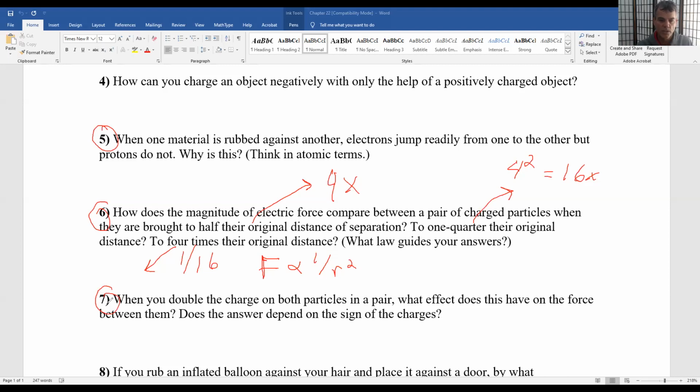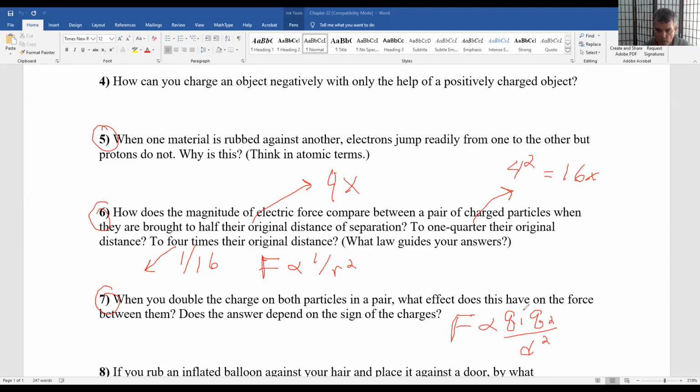7. When you double the charges on both particles in a pair, what effect does this have on the force between them? Does your answer depend upon the sign of the charges? So Coulomb's law says the force is proportional to the charge on each object divided by the distance squared. And there's a constant in there. But if I were to just double one charge, the force would double. If I double both charges, the force doubles twice. The force changes by a factor of 4.